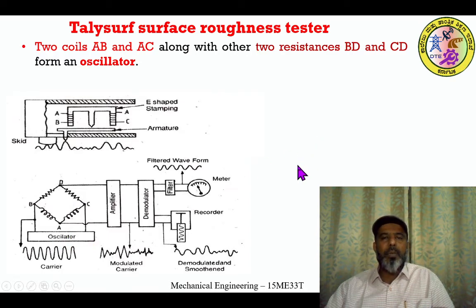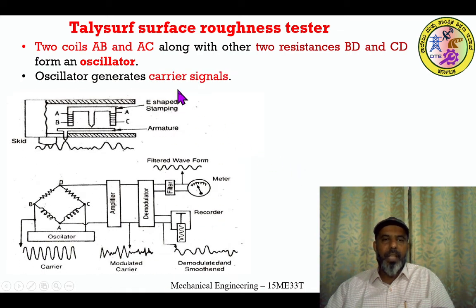An oscillator is nothing but a signal generator. The signals generated by the oscillator are called the carrier. The two coils along with the two resistors are known as the oscillator, and this oscillator generates the signals. Those signals are called the carrier signals. You can see the signals generated by the oscillator here.